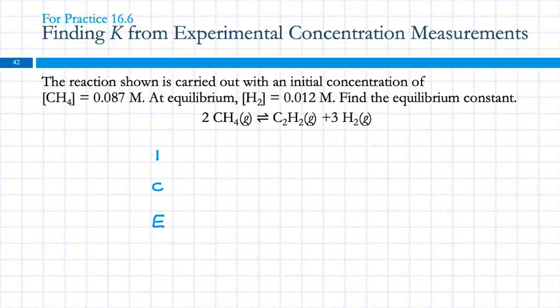So the initial concentration of CH4 is 0.087. It doesn't say anything about the products. What can I assume their concentrations are? 0. So this is 0, and that's 0. And then it gives me one equilibrium concentration. That's for the H2. So this is 0.012.